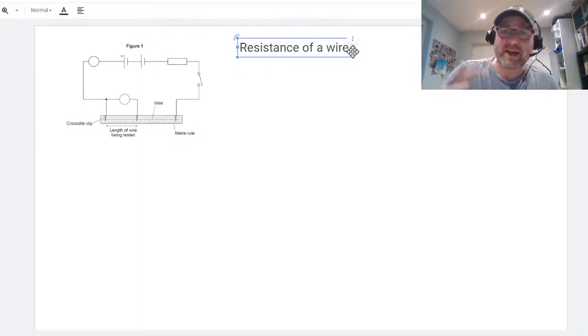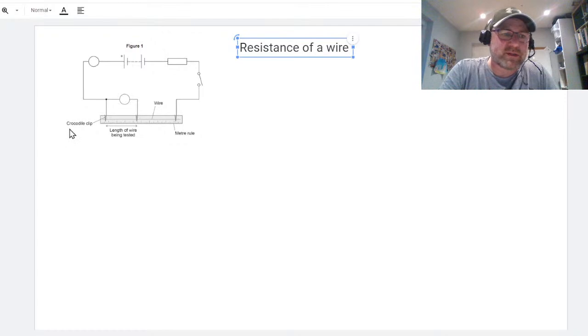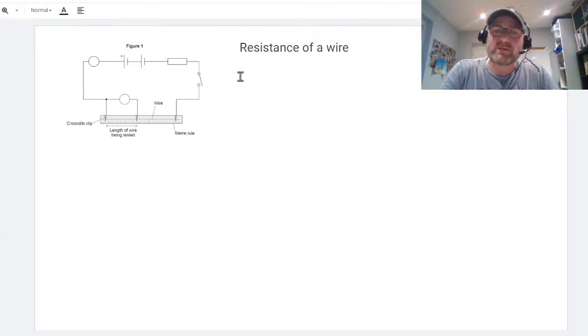There's 3 core practicals in the circuits topic. We've got density, specific heat capacity, and then 3 electrical practicals, so 5 core practicals. Let's look at the first electricity one that could come up, but I can't tell you whether it's going to come up because I have no clue. It's the resistance of a wire.